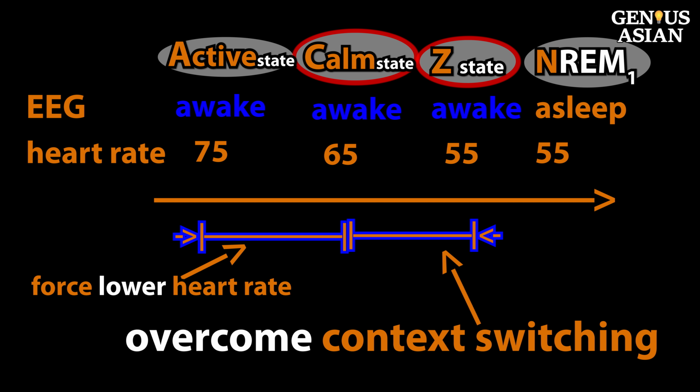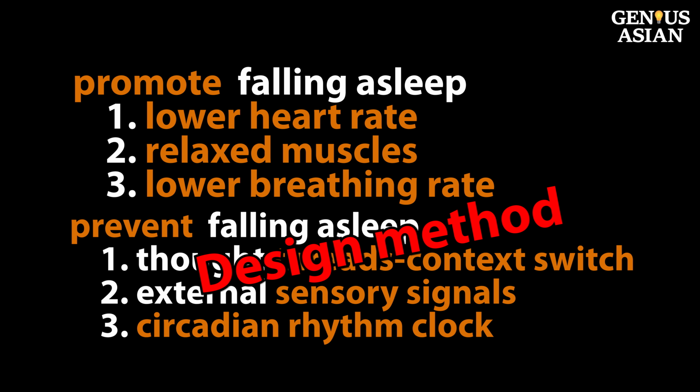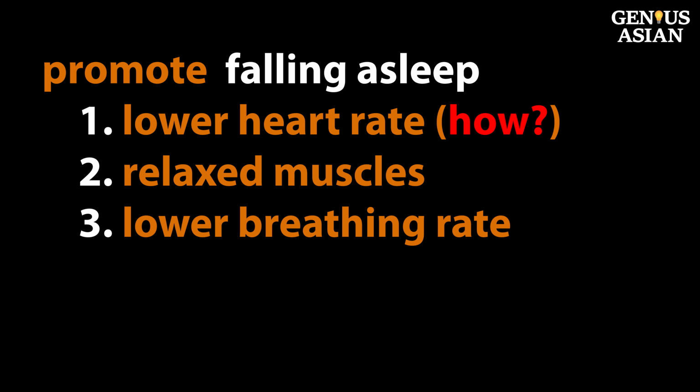From calm state to Z state, you will need to overcome the problem of context switching. Now that we have discussed the 3 factors preventing and also 3 factors promoting sleep, let's see how we design our sleep method to make the transition to the sleep state. Out of the 3 factors promoting sleep, muscle relaxation and lower breath rate are relatively easy. So let's see how we can lower the heart rate.